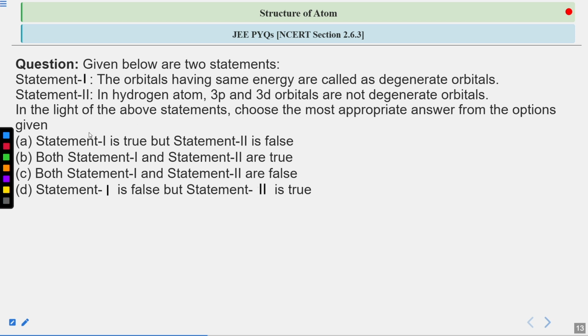In the light of the above statements, choose the most appropriate answer from the options given. The options are: statement 1 is true, but statement 2 is false. Both statement 1 and statement 2 are true. Both statement 1 and statement 2 are false. Statement 1 is false, but statement 2 is true. So you have to select which option is correct. You got some time, try to solve it, and then we will see which option is the correct answer.